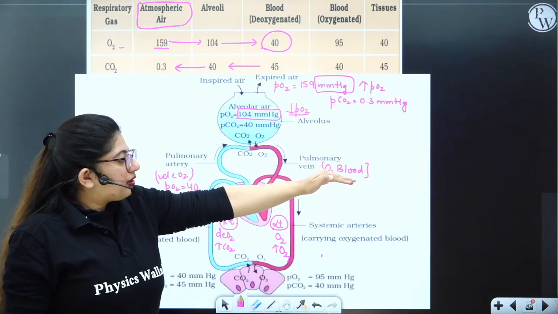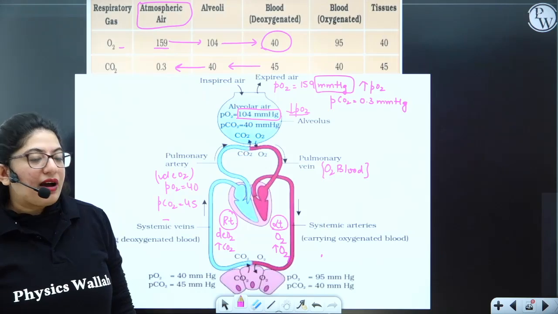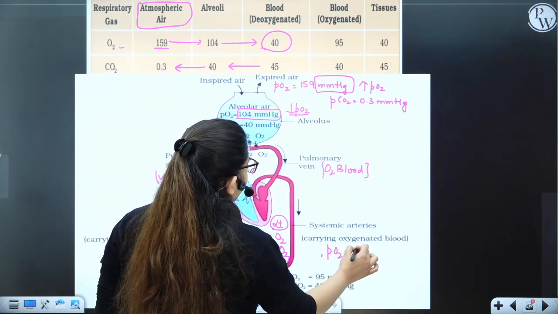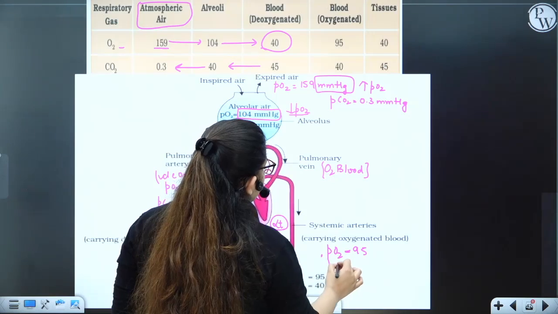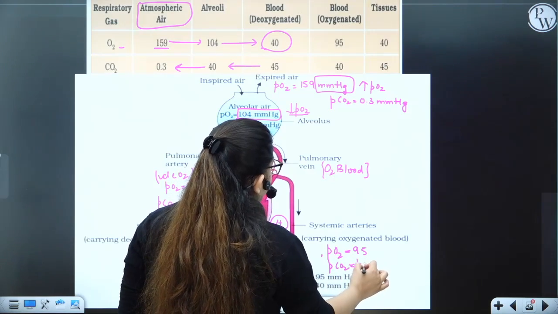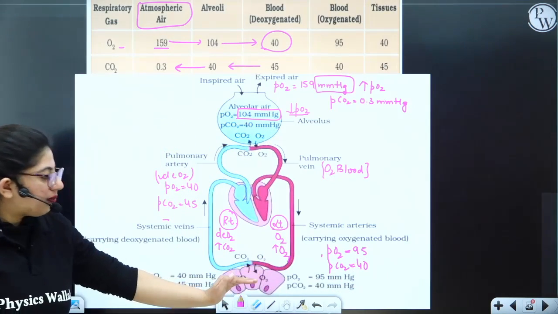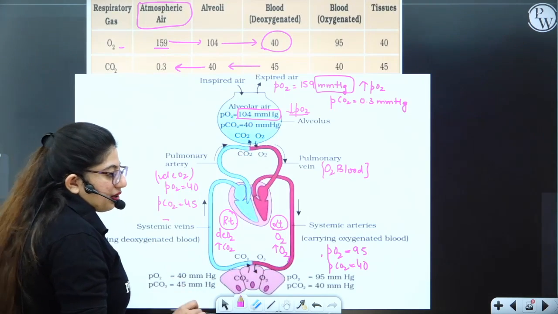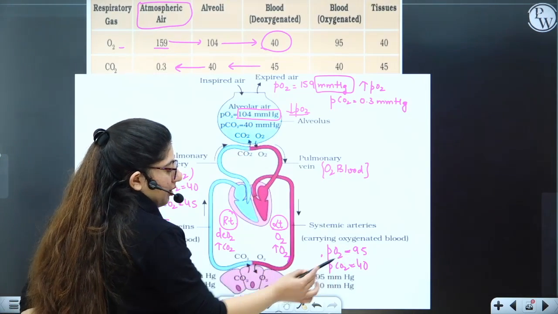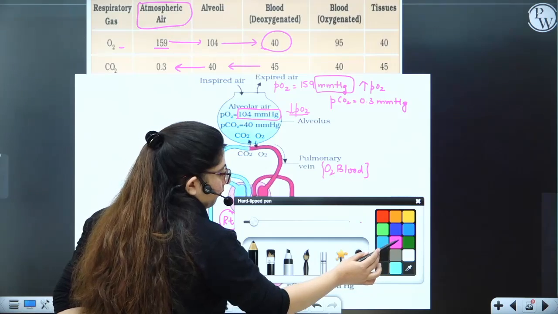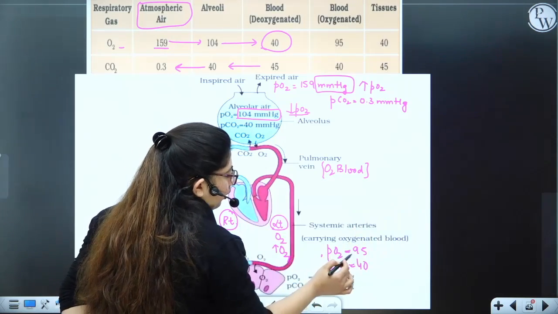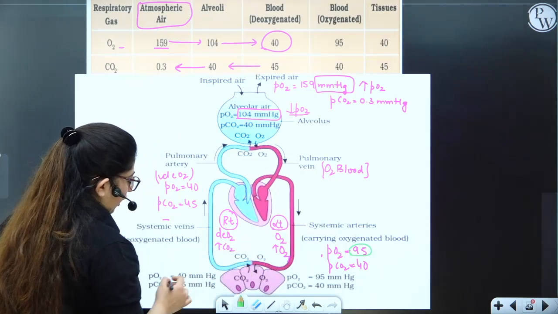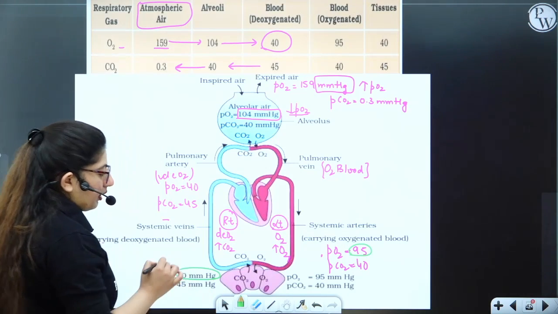Similarly, if I write the oxygenated blood's partial pressure of oxygen is 95 and whereas the CO2 is 40. Now let's compare between oxygenated blood and tissues. Now the second site of exchange. Now what happened here is in the oxygen we have a partial pressure of 95, whereas in tissues what do we have? We have 40. Okay, let's compare here.